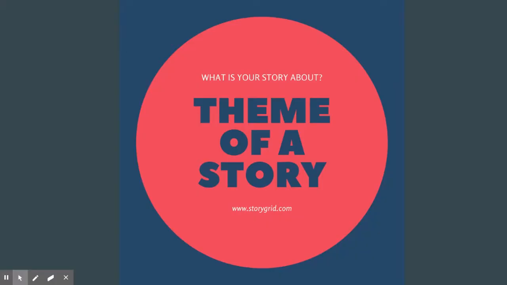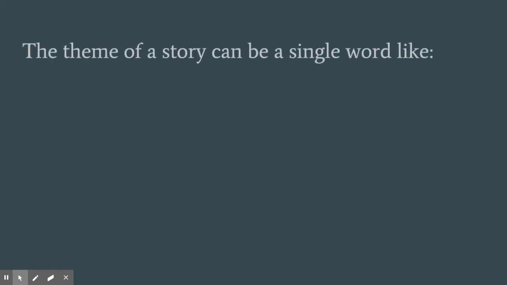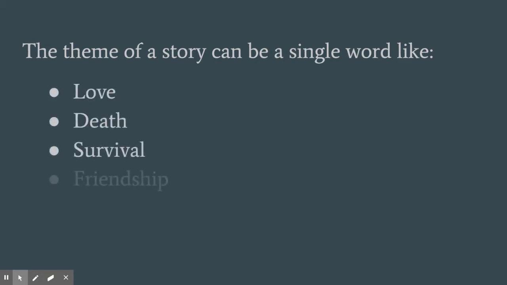So what exactly is theme? Well, theme is the main topic or message of the story. The theme of a story can be a single word like love, death, survival, and friendship. And as we're going through these, think of some stories that maybe you've read or heard recently and see if you can think of what the theme might be. It might be one of these examples I just gave you.